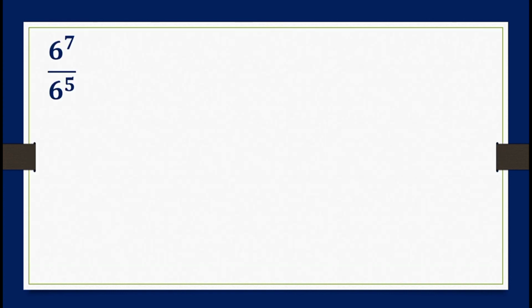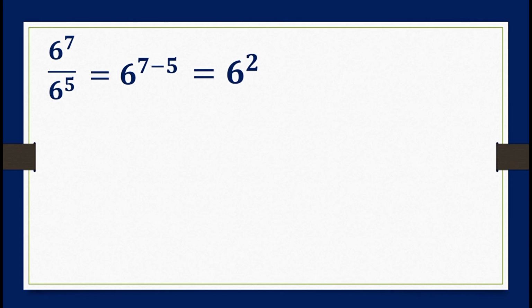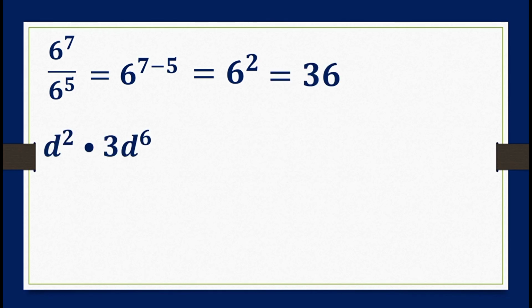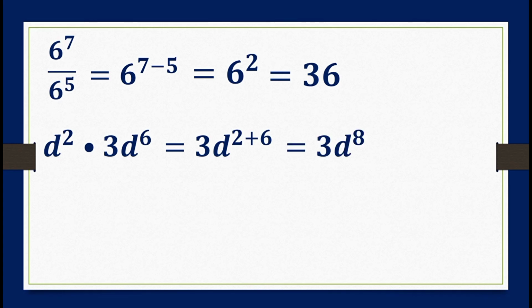First, 6 raised to 7 over 6 raised to the fifth power. Using the quotient of powers, that is 6 to the 7th minus 5. The result is 6 squared. And 6 squared is an exponential form that can be simplified as 36. Another one, d squared times 3d to the sixth power. In this case, all we need to do is to add the exponents of d. So our simplified form is 3d to the 8th power.